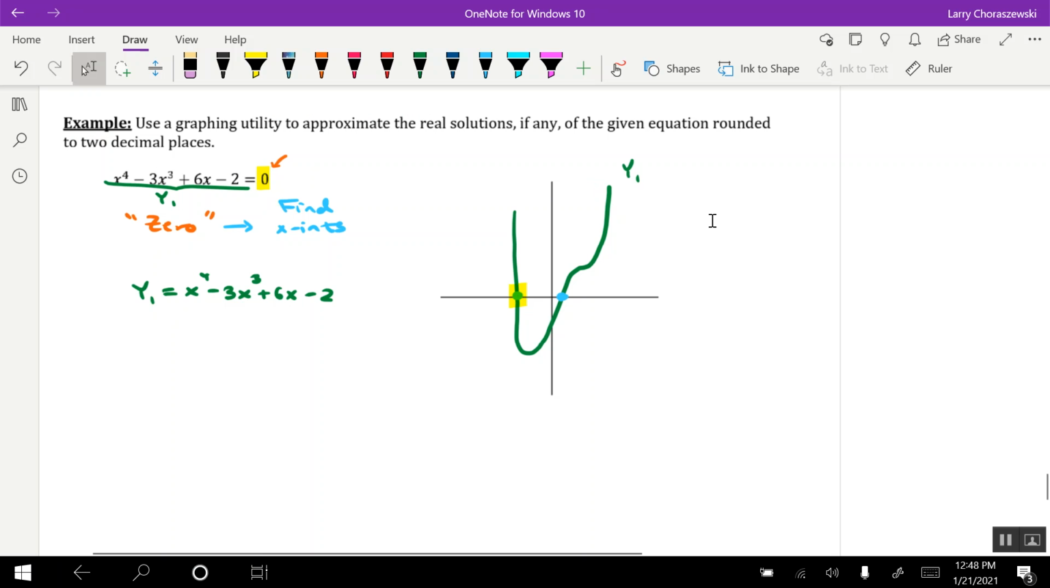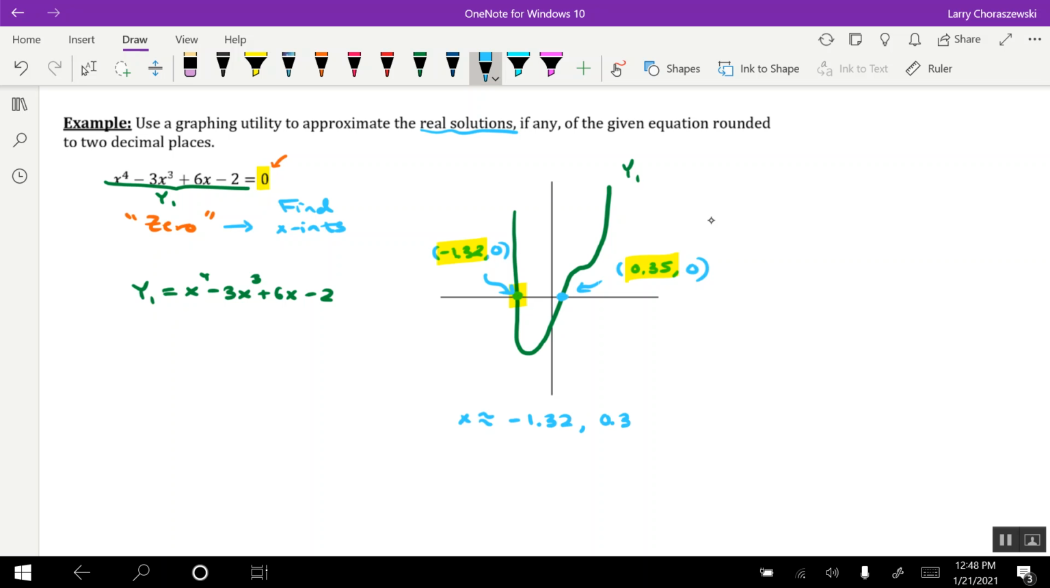Just going to go back to my paper and indicate the coordinates of each of these points. This was at roughly negative 1.32, comma 0. This one's at about 0.35, comma 0. In terms of the solutions of the equation, we want the x-coordinates of each of these points. So there are two real solutions, and I'll list them out here. One is x is approximately negative 1.32, and the other is approximately 0.35.